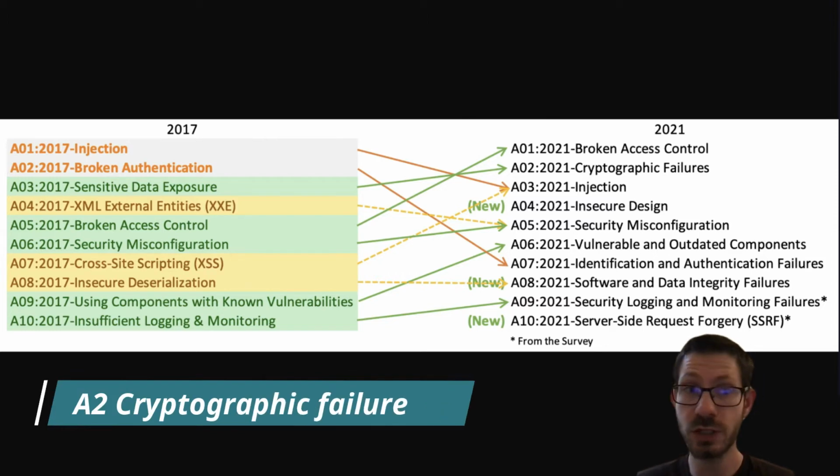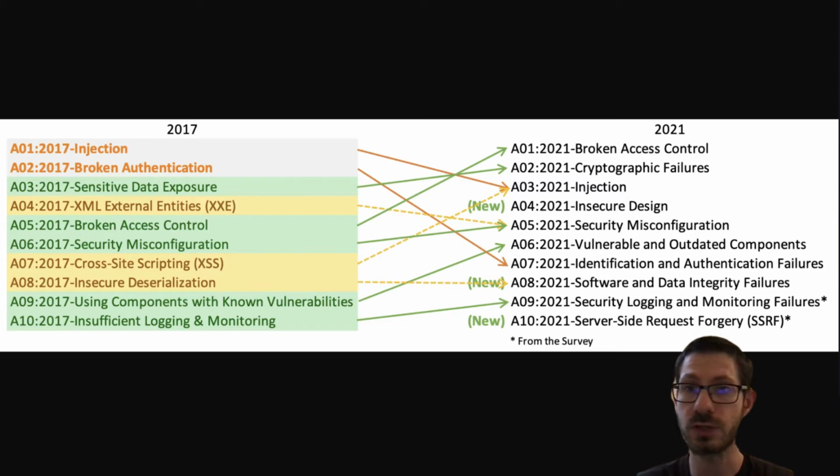The second change is sensitive data exposure, which has been moved from 3rd to 2nd and renamed cryptographic failures. Sensitive data exposure was a symptom rather than the root cause of the vulnerability. And really often data are not sufficiently encrypted or badly encrypted. That's the focus that this new name will give.